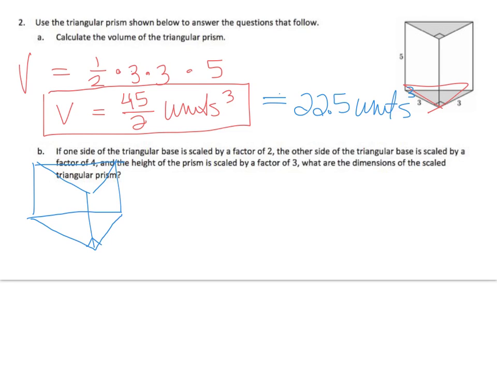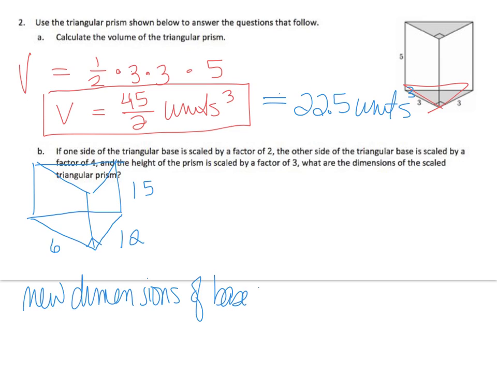One side is scaled by a factor of 2. So I'm going to go 6 here. The other side is scaled by a factor of 4. So I'm going 12 there. And the height is scaled by a factor of 3. I'm going to go 15 there. So the new dimensions of the base are 6 by 12, and the new height is 15. Well, let's go ahead and calculate that.